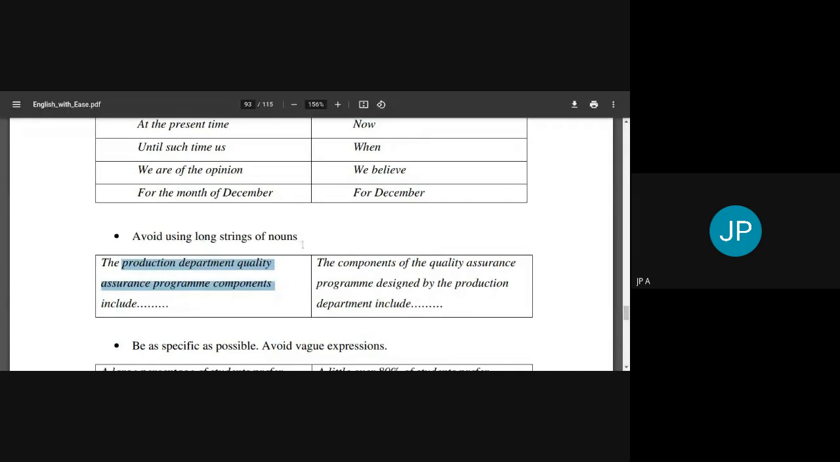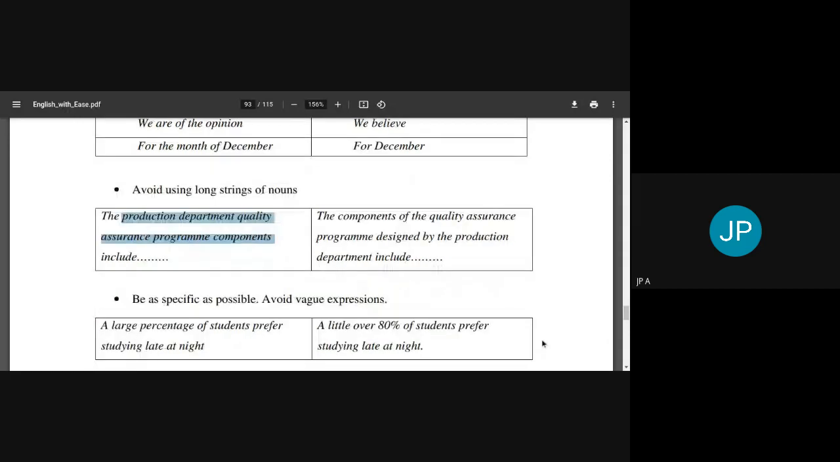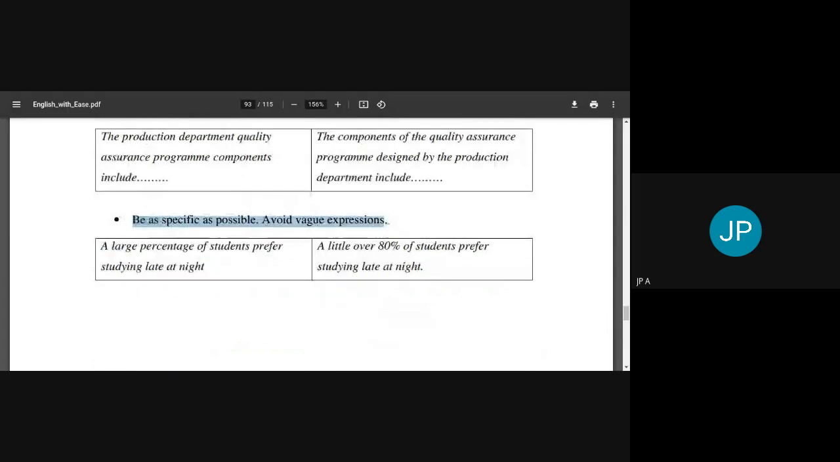If you have a continuous string of nouns, it becomes very difficult to follow what you are trying to say. Be as specific as possible. Avoid vague expressions. Vague means unclear. So avoid vague expressions. Large percentage of students prefer studying late at night. Percentage, that is what he is telling. You just can mention the percentage, a little over 80%. The reader is able to understand what that large percentage is.